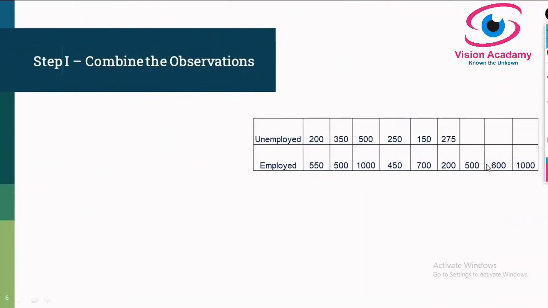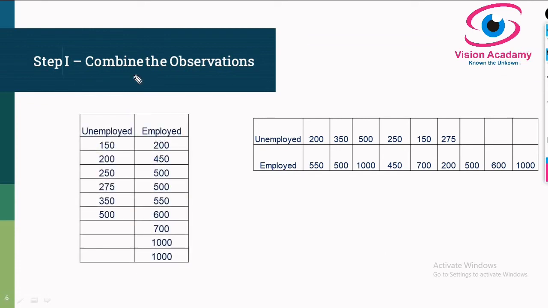Firstly, we have to combine all our observations. This is the given problem, with employed students' gift details and unemployed students' gift details. In combining the observations, we have to order them in ascending order, from smallest to largest. Let us consider the unemployed category first. The smallest value is 150, so I have listed 150 here. The next smallest value is 200, so here I have entered 200.